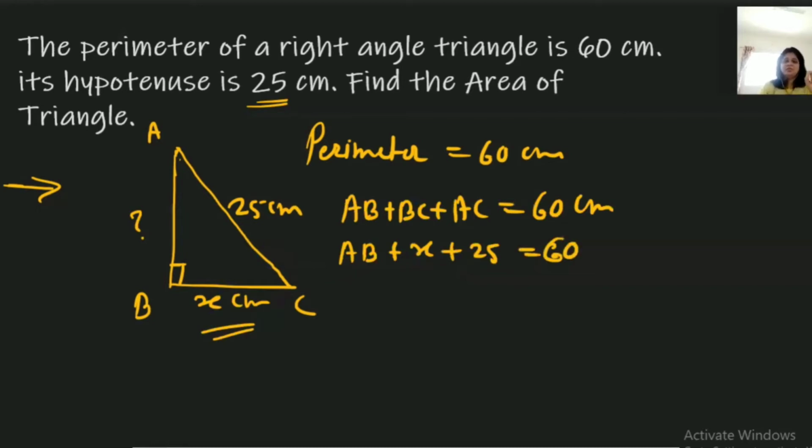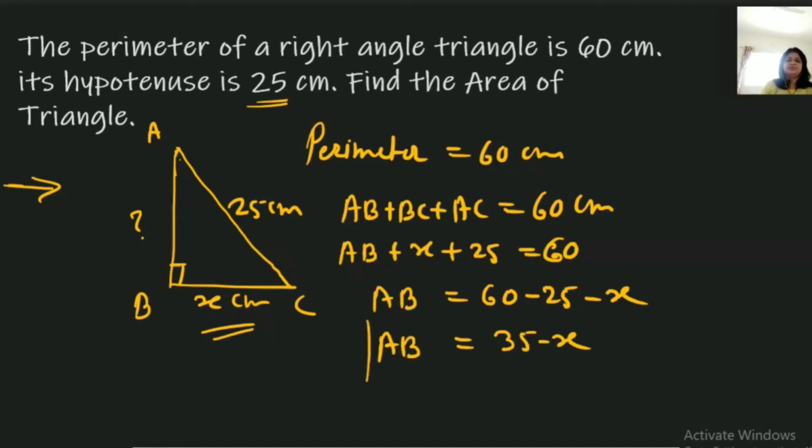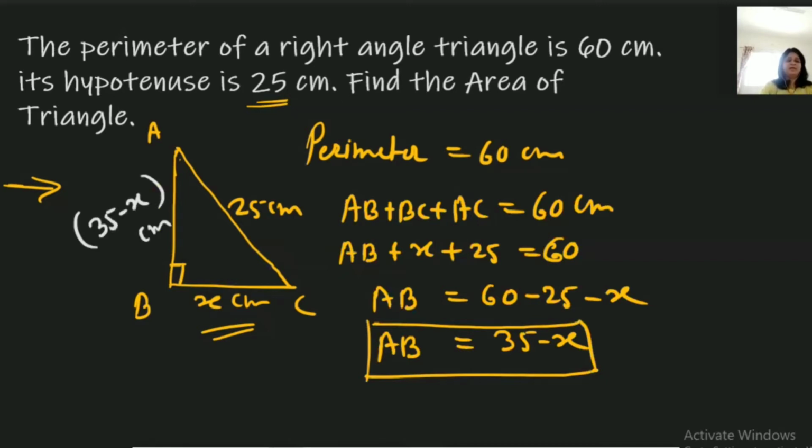Let's find AB's value by using this statement. So AB equals 60 minus 25 minus X, and that means AB equals 35 minus X. So here we got the height in terms of X, and let's substitute this height in the diagram now. I'm going to substitute here instead of the question mark, 35 minus X centimeter is the height. So in this case, we have found all three sides of the triangle. Two sides we have in terms of X, and the hypotenuse we have as a real number, that is 25 centimeter.